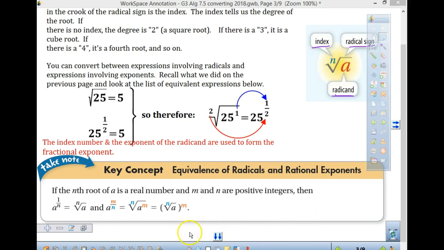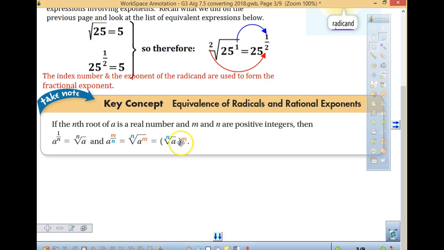As we look at this, it says the key concept is if we are taking the nth root of a, the nth root of a is a real number where m and n are positive integers. Then a to the fractional exponent 1 over n is the same as taking the radical root with n as our index. If you have a fraction with a numerator and denominator, the numerator goes with this one.